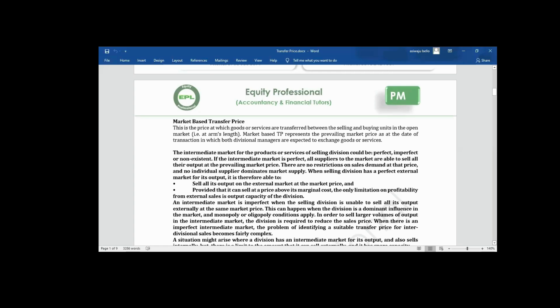This transfer price, you can either take the market transfer price or market transfer price less cost savings. Cost savings in packaging, distribution, and selling cost. Let us explain that briefly.